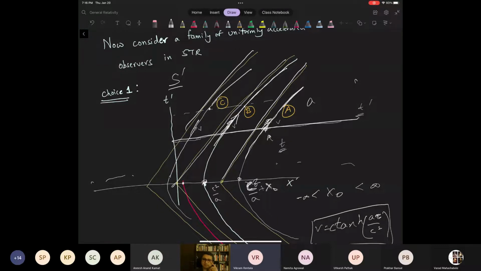Any guesses for what that speed would be? Would it also be 0? Would it be greater than 0? Would it be less than 0? That is, would it be going to the left or to the right?